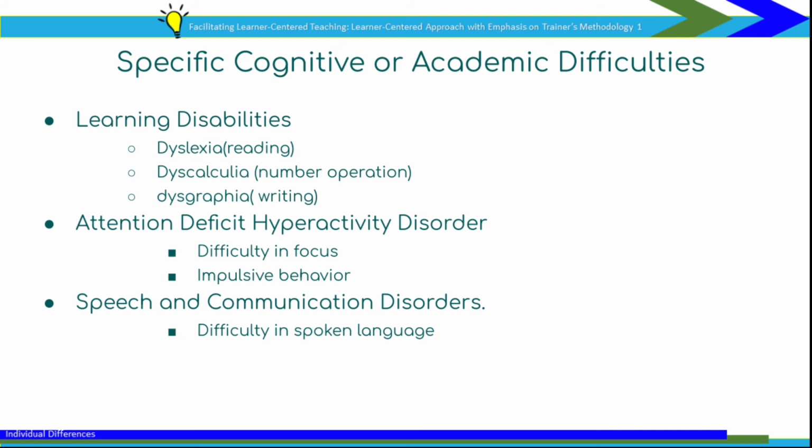Attention deficit hyperactivity disorder is another type of academic difficulty. It is manifested by either difficulty in focusing and maintaining attention or recurrent hyperactive and impulsive behavior. Another one is speech and communication disorder. This is the difficulty in spoken language, including voice disorders, inability to produce sounds correctly, stuttering, and difficulty in spoken language comprehension that significantly hamper classroom performance.